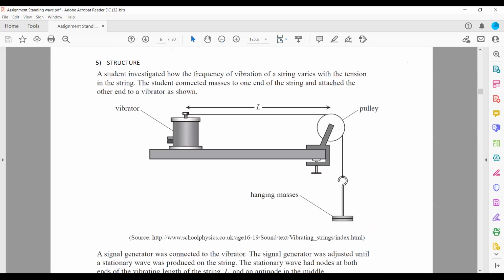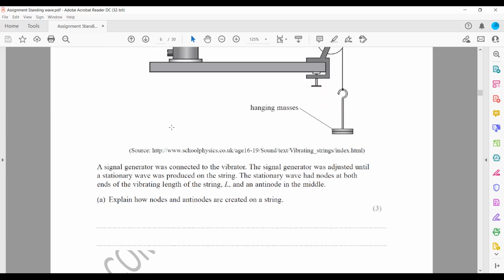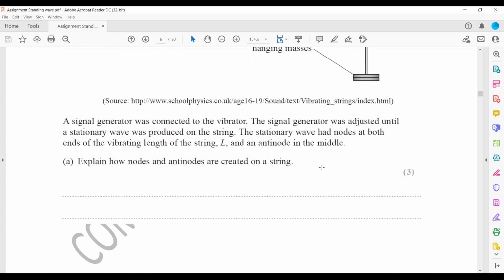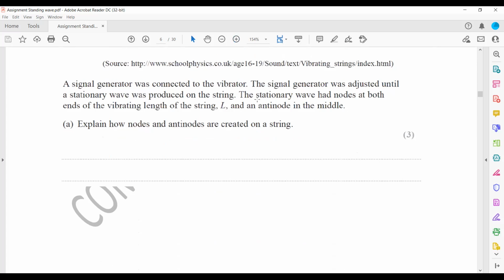So a student investigated how the frequency of vibration of a string varies with the tension. The student connected the mass. As you can see, the mass is attached, the length is marked. A signal generator was connected to a vibrator. The signal generator was adjusted until a standing wave, or stationary wave, is produced. Explain how nodes and antinodes are created, for 3 marks.